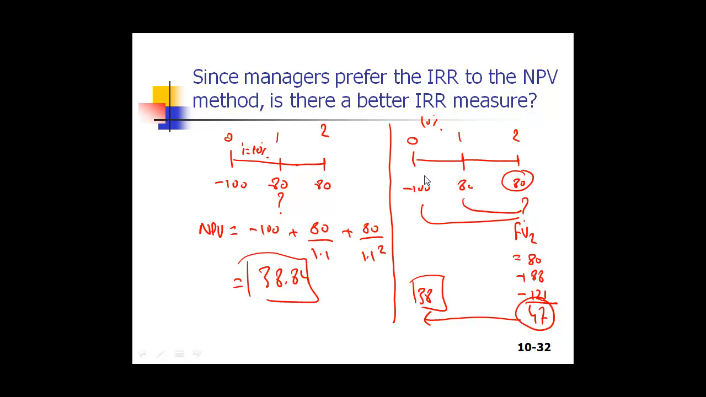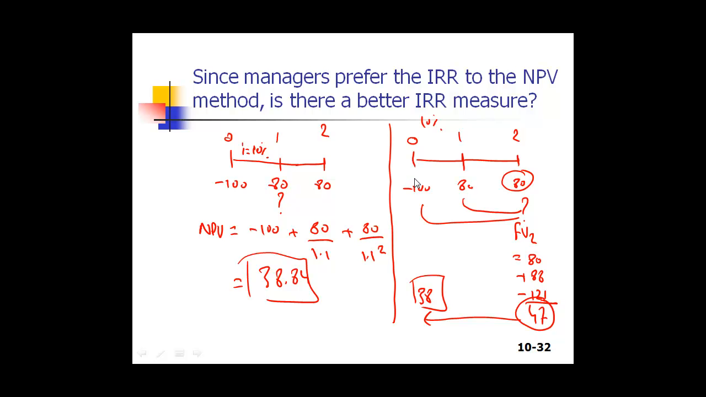So if you are making an assumption that you are going to get 80 after 1 year, then you need to make an assumption as to whether or not you will reinvest. And in the NPV method you assume that you reinvest. Second question is, if I reinvest, what's my assumption about the rate at which it's reinvested? In the NPV method, that assumption is that it's reinvested at WACC. In the IRR, the incorrect assumption is that it is reinvested at the IRR rate. So when you do the IRR for this project, you'll get a relatively high number.